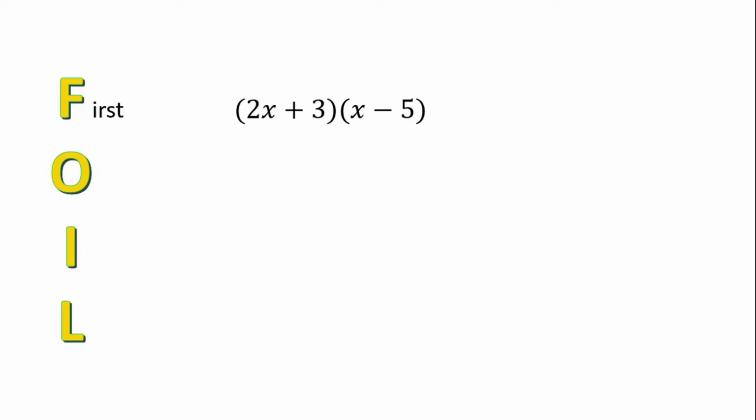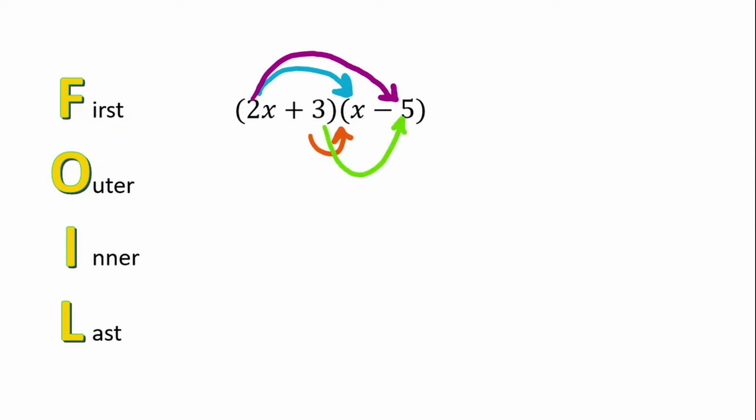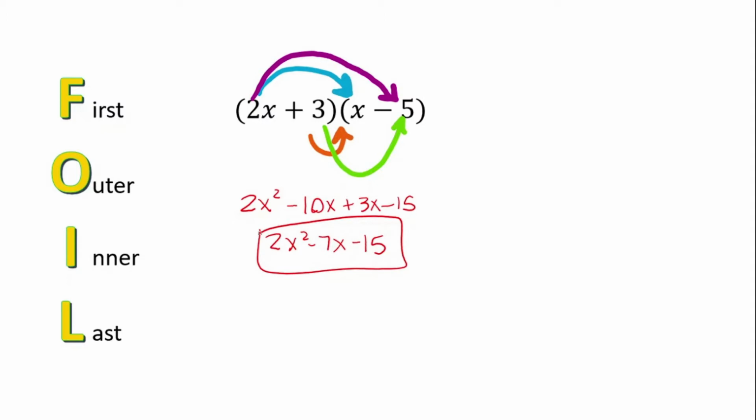Hey guys, remember FOIL? F stands for first, where you multiply the first terms. O is outer, I is inner, and L is last, where you multiply your last terms. FOIL was a way for us to simplify expressions like this. So this video is about factoring, which is a way to undo FOIL.